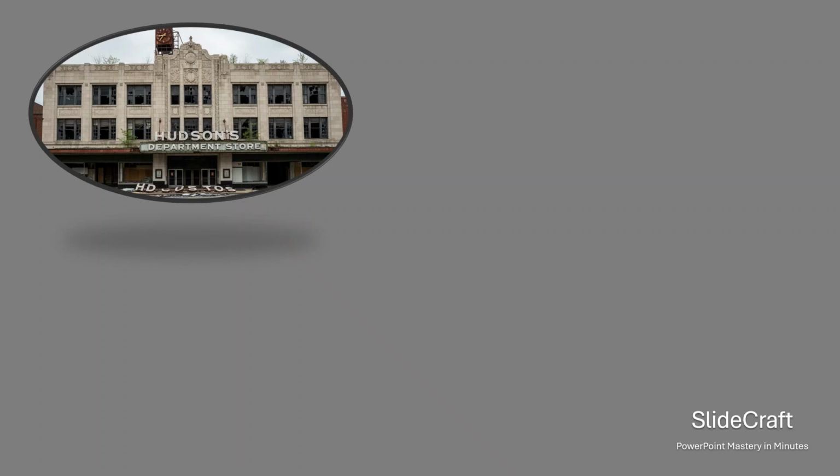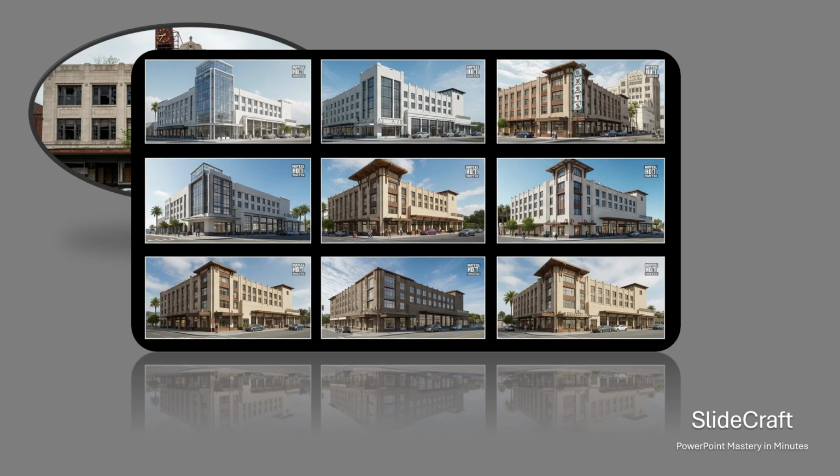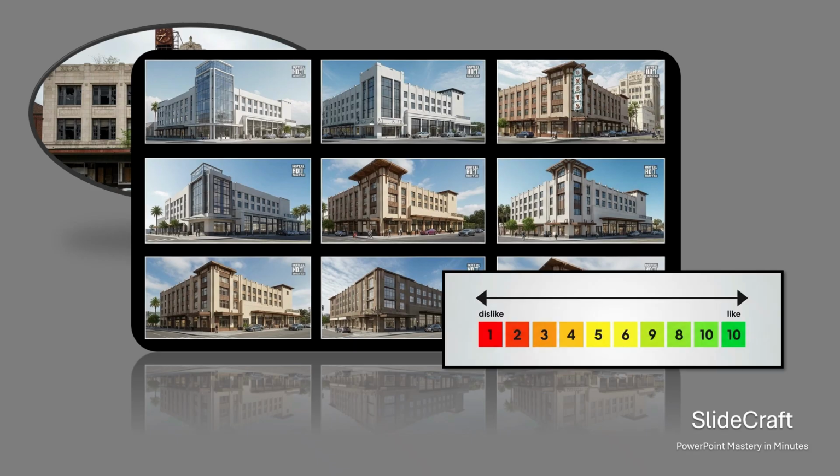defunct department store on a site with coastal views into a hotel. The developer had a series of renderings of various hotel designs, including architectural style, number of rooms, possible street-level retail, and similar options. The planning commissioners were asked to rank, in secret on their smartphones, how much they liked or disliked each of the options. The results were immediately shown on the screen, without revealing how each commissioner voted.